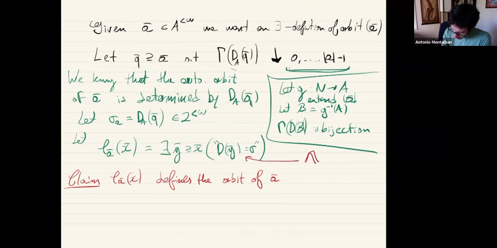So this is a conjunction for i less than the length of sigma of the ith atomic formula applied to the tuple y. But depending on whether sigma at i is 0 or 1, we want to put the formula or the negation. If it's 1, you put the formula, if it's 0, you put the negation. So this is a formula that says that the diagram of this tuple of variables y is the same as sigma.